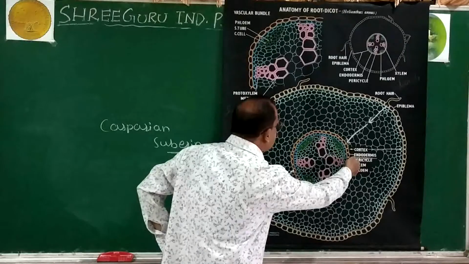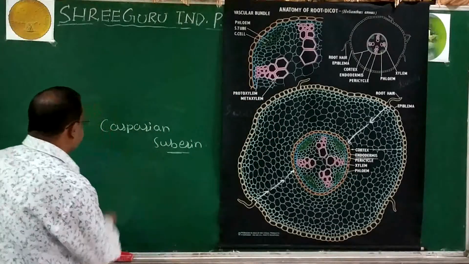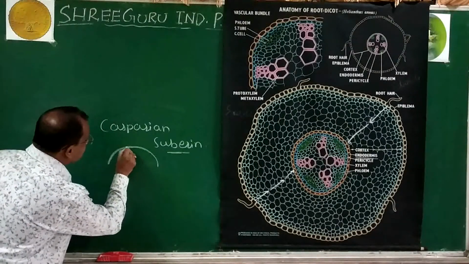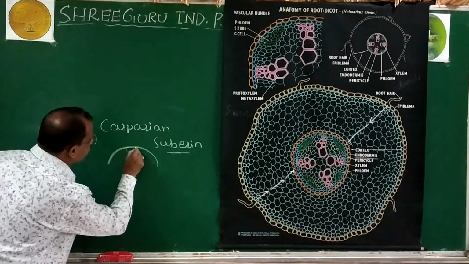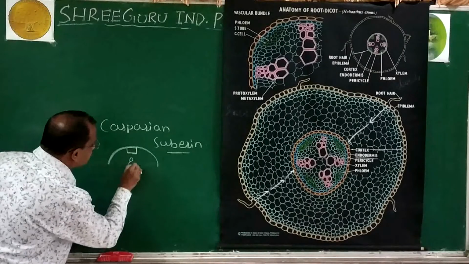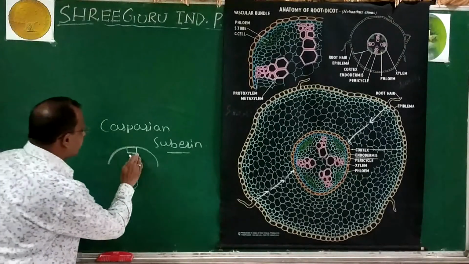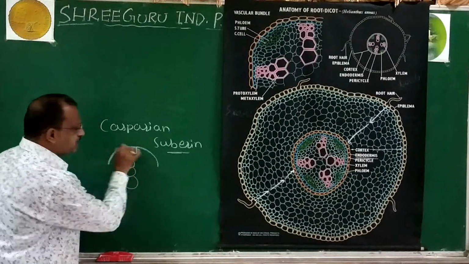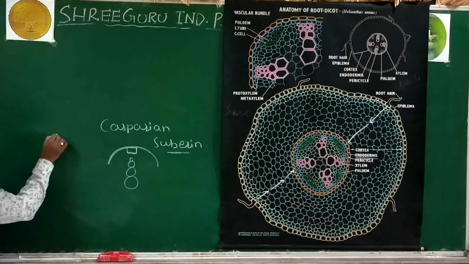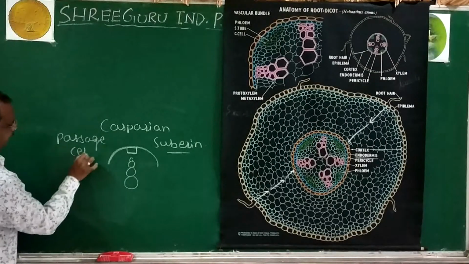Most of the endodermal cells will show Casparian thickening, but some of the cells which are present just opposite to the protoxylem do not show this Casparian thickening. Such cells are called passage cells or transfusion cells. Look here.